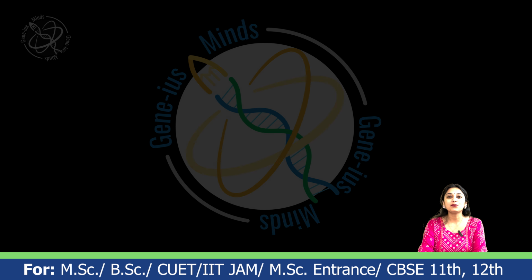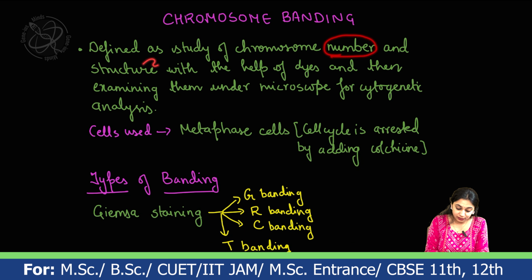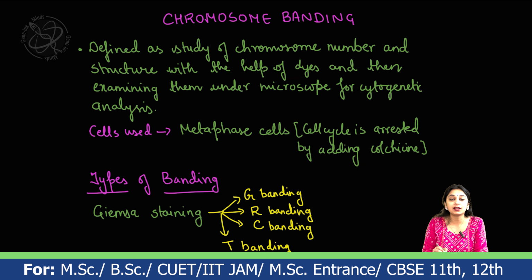In today's video, we are going to learn about the chromosome banding pattern, which makes them unique and makes them easy for us to identify. How are we going to define chromosome banding pattern? It is studying the chromosome, its number and also its structure with the help of some dyes, and then visualizing it under the microscope. So you are just going to take the chromosomes, add some dyes and visualize them under the microscope.